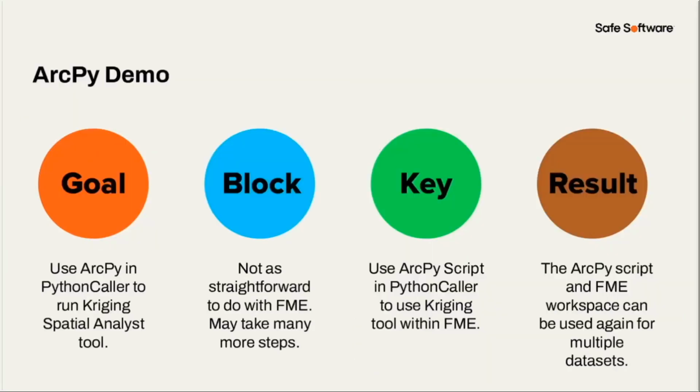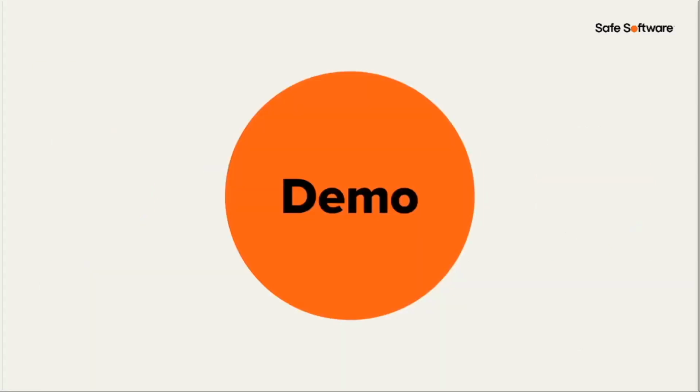For the demo, I'm going to use ArcPy in the Python caller transformer to run the Kriging spatial analyst tool. This may not be as straightforward to do with FME and may take many steps to accomplish that result. So I'm going to use the ArcPy script in the Python caller to use that Kriging tool within FME. And once you have that ArcPy script and FME workspace, it can be used again for multiple data sets. So let's just get into the demo now.